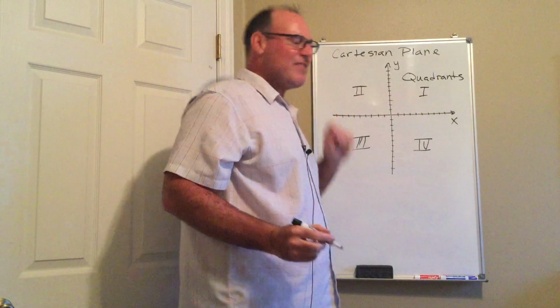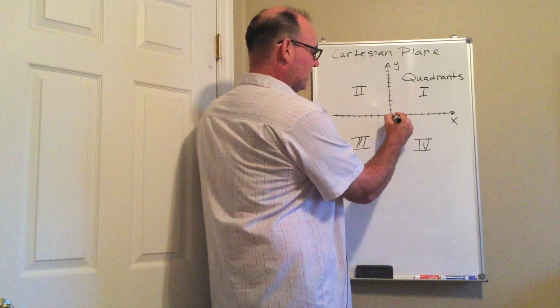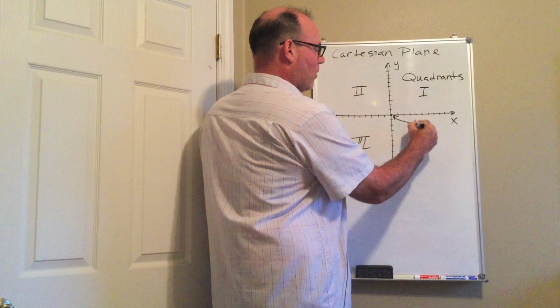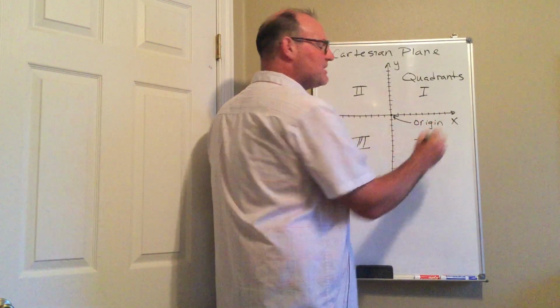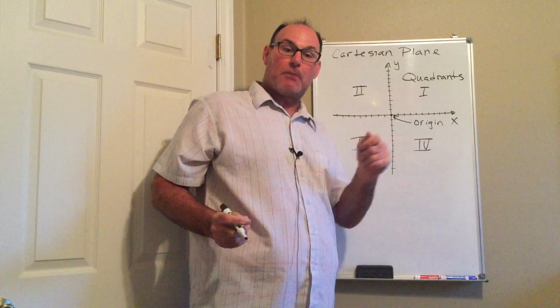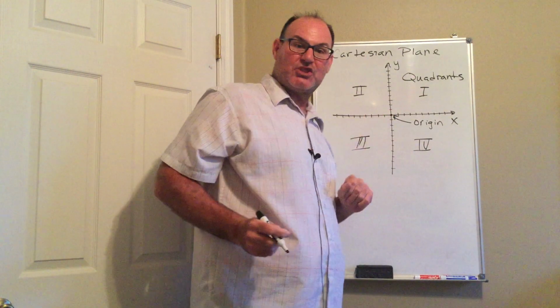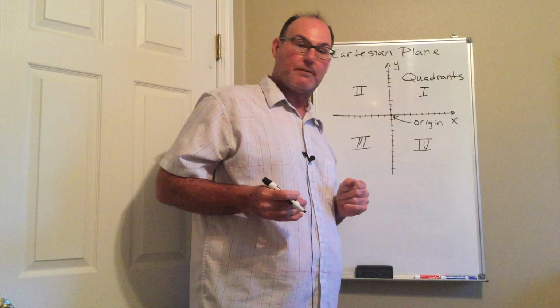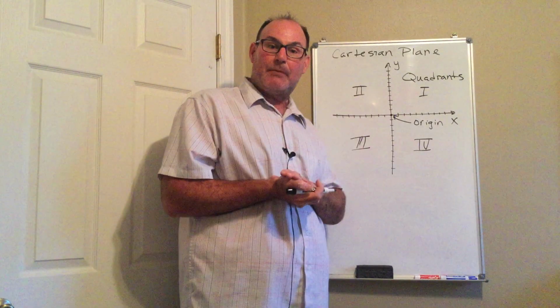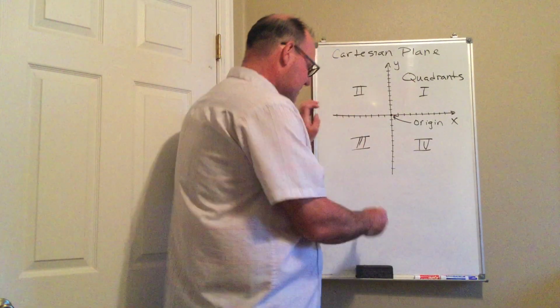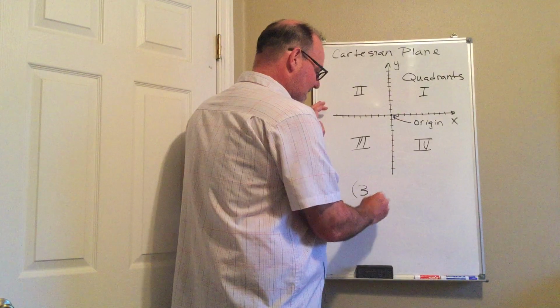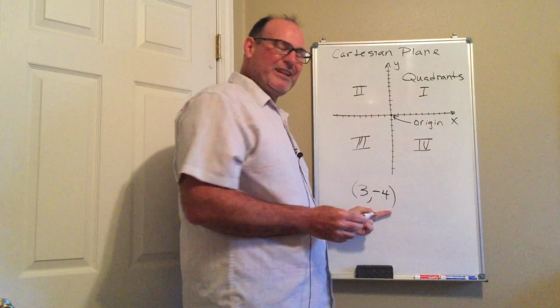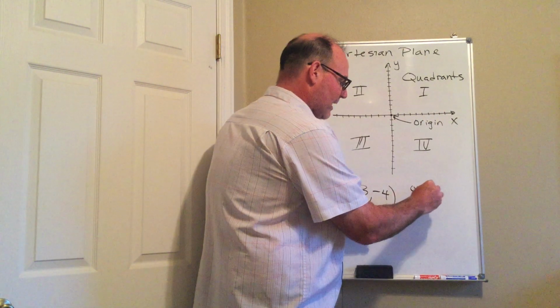The place where the x-axis and the y-axis meet, this point right here, that is called the origin. The reason it's called the origin is because when you go to plot a point, that's where you're going to originate, meaning that's where you're going to start. And so just as a quick example, if I'm going to plot a point such as (3, -4), points are given to us as ordered pairs.